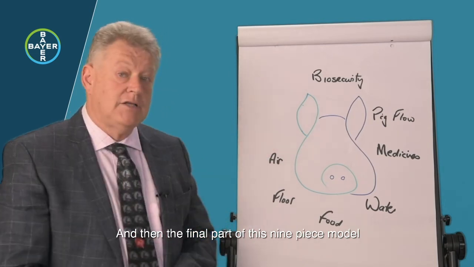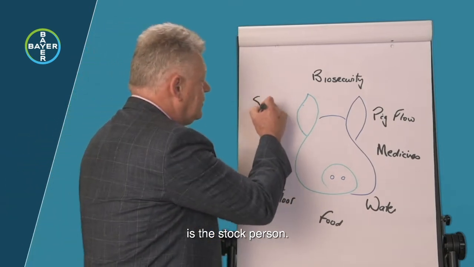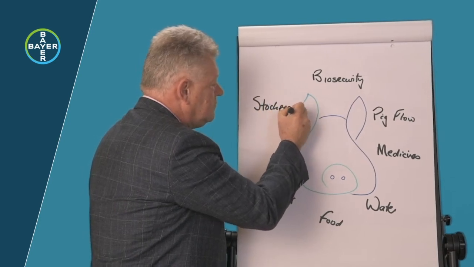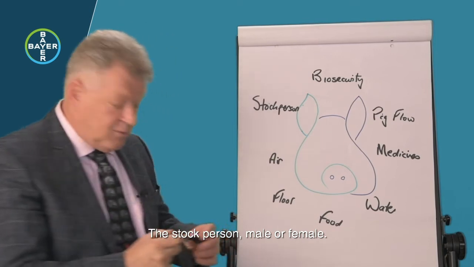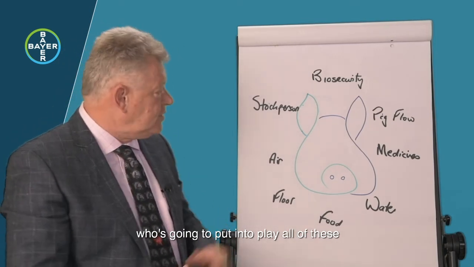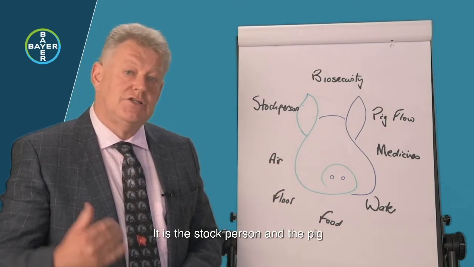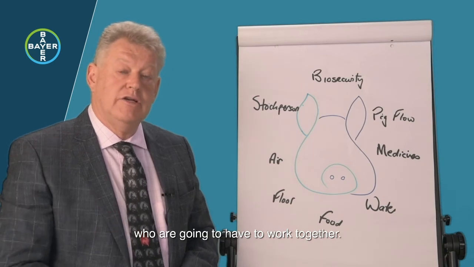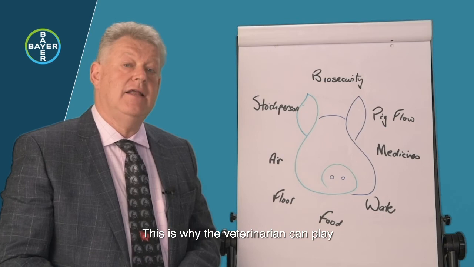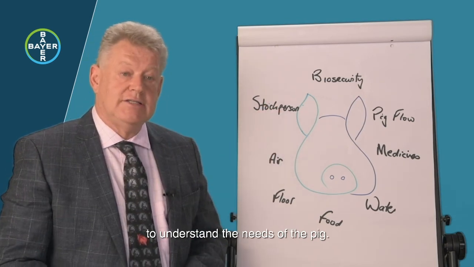And then the final part of this 9-piece model is the stock person. The stock person, male or female. The stock person is the person who's going to put into play all of these different components. It is the stock person and the pig who are going to have to work together. This is where the veterinarian can play a major role in training that stock person to understand the needs of the pig.